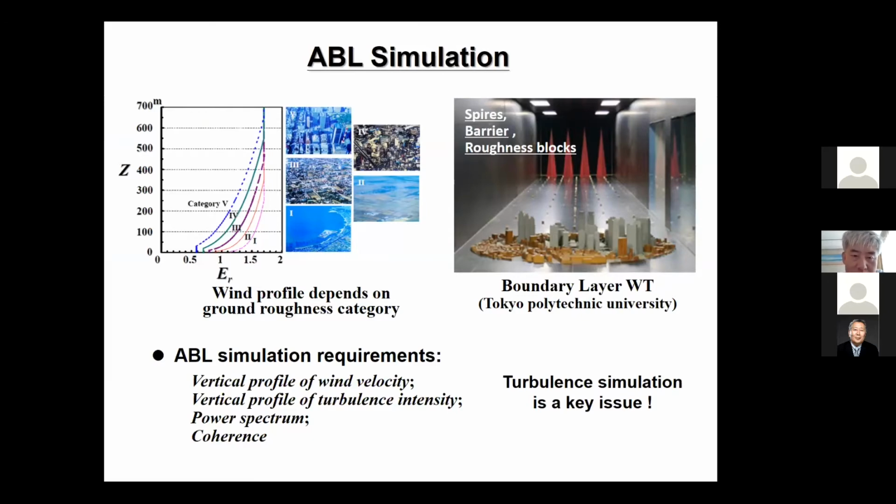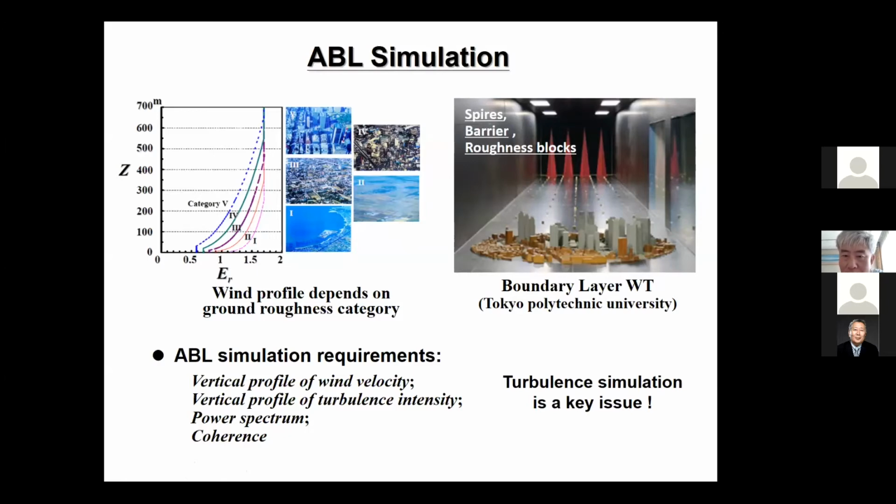Here, the right side is a very old figure. You see with the increase of roughness, the velocity profile will become more slim, and it will generate a larger power law index. So if you want to simulate the boundary layer, we have to simulate this kind of flow profile in the wind tunnel.